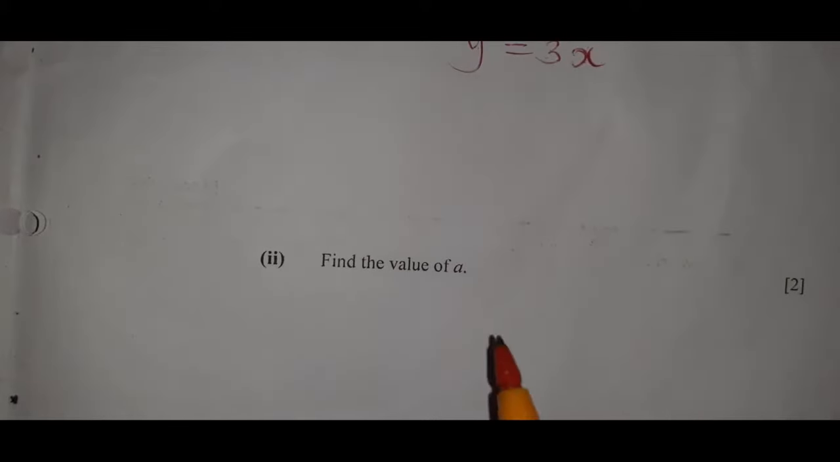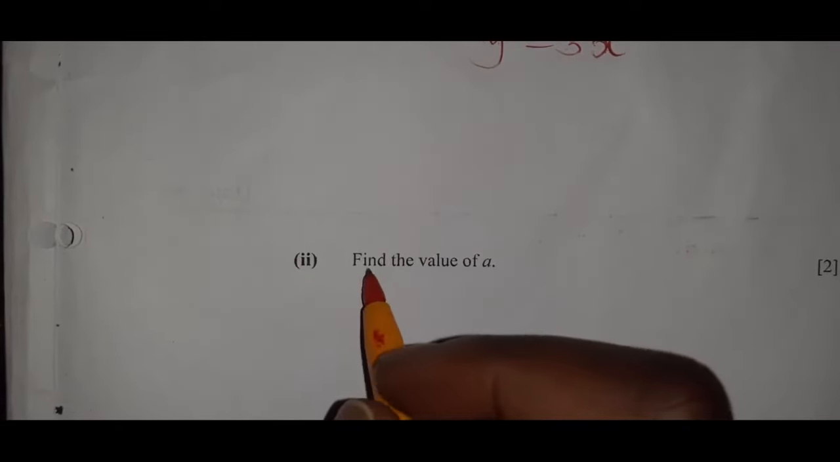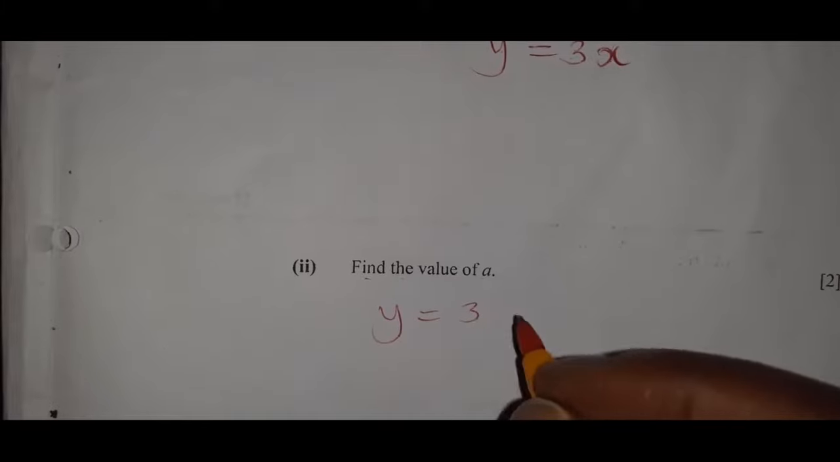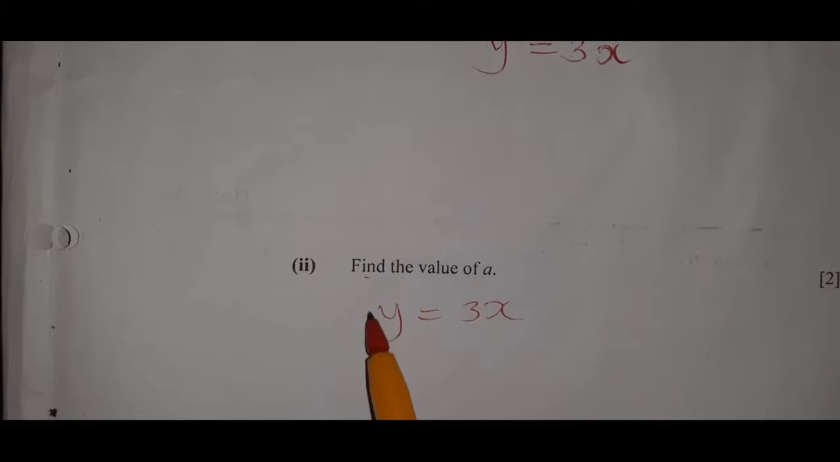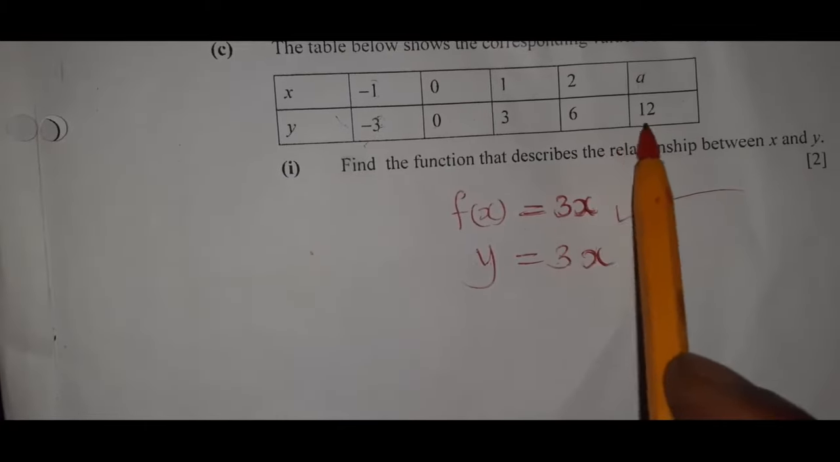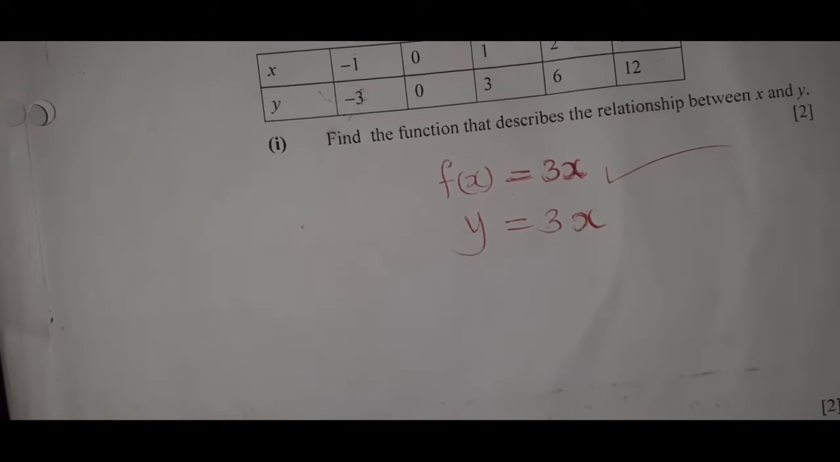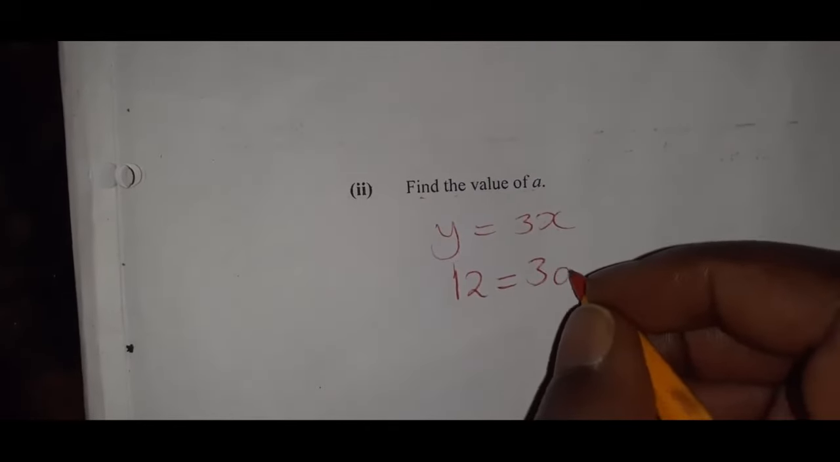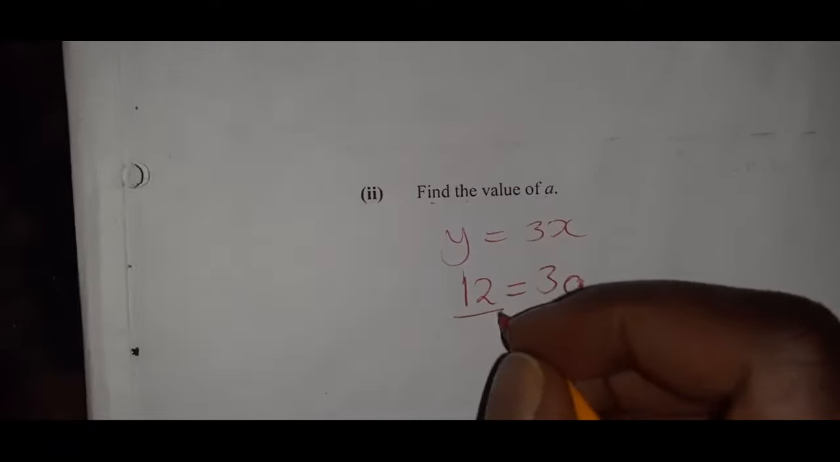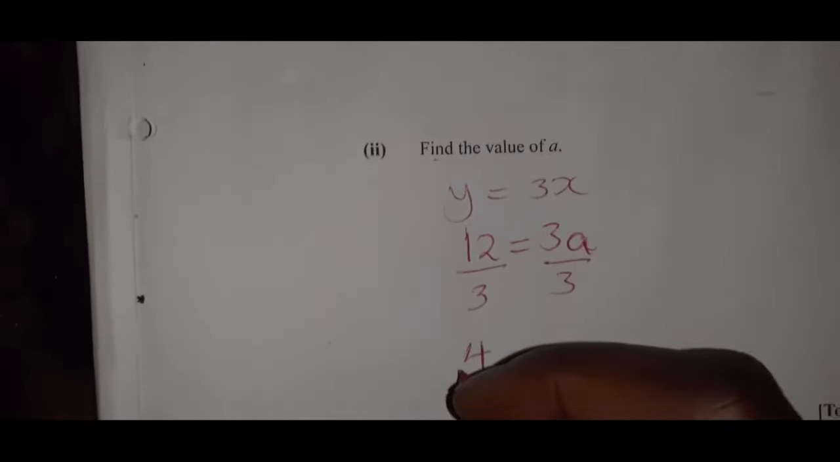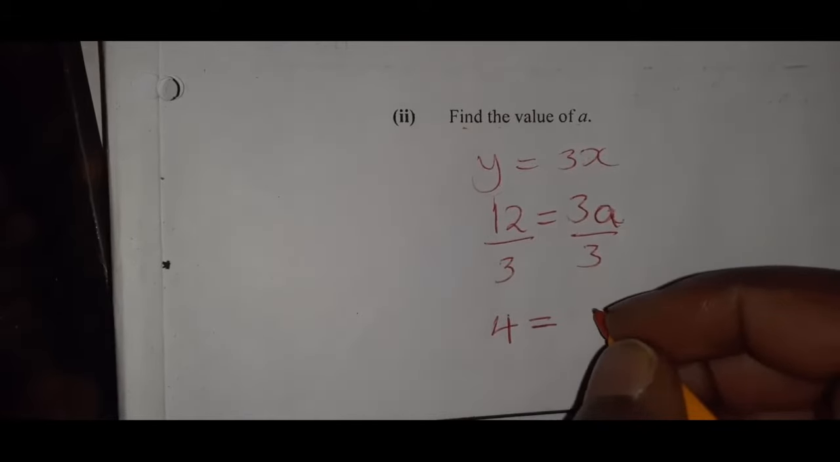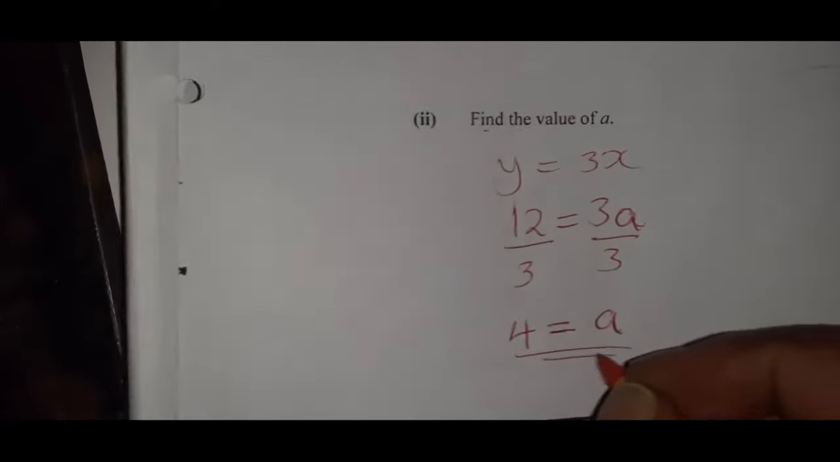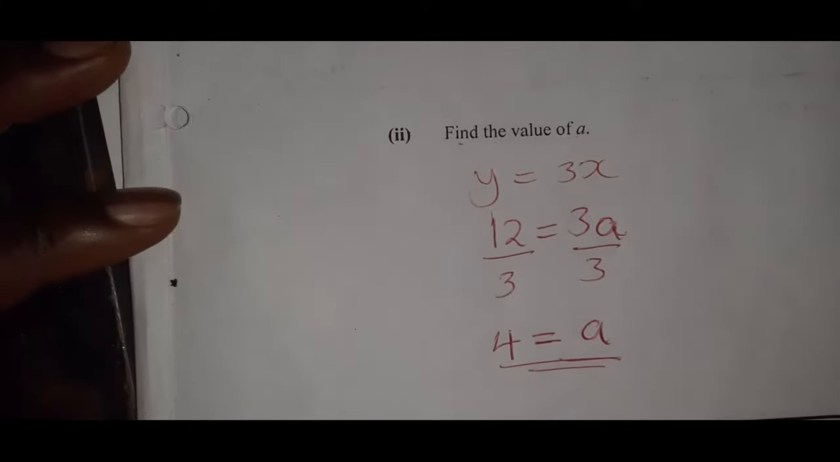Then there's another question here that says, find the value of a. I already told you that it's 4. But if you want to show the working, it's this case here. Where the y coordinate is known here. Y is known as 12. Then what is the x coordinate? The x coordinate is a. So you're just dividing here by 3, dividing here by 3. So this will give you that. That's what you're going to get. Okay, let's go to the next one.